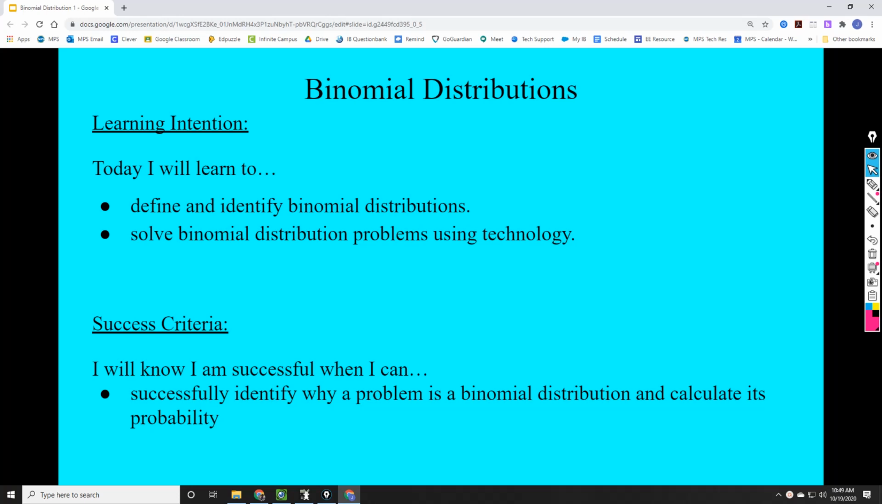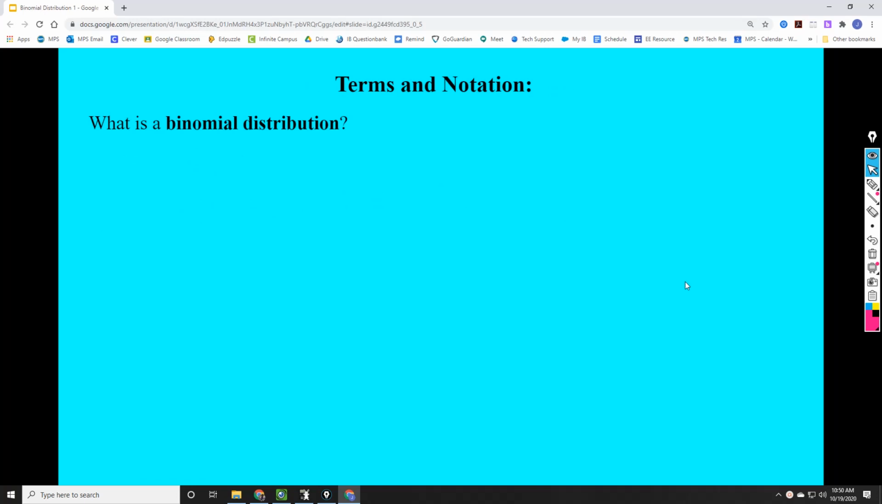For our learning intentions, we will learn to define and identify binomial distributions and solve binomial distribution problems using technology on our TI-84 calculators. We'll know we're successful when we can identify why a problem is binomial and calculate its probabilities. So the first question is, what is a binomial distribution?